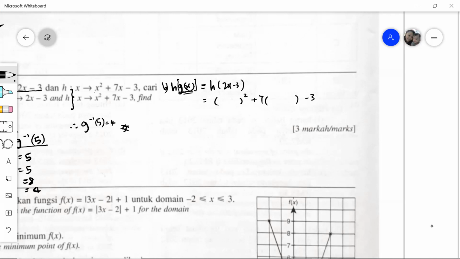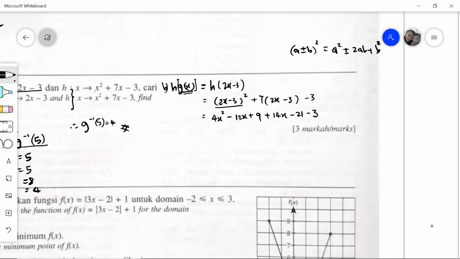So always write out the framework. Once the framework is correctly copied, now we put in the specific object, which is 2x minus 3. Then expand. Then we will have 4x squared minus 12x plus 9 plus 14x minus 21 minus 3. Understand? So when you are doing this, focus on this 2x minus 3. You expand it using the formula (a plus or minus b) squared. Always use this formula, a squared plus 2ab plus b squared. If it is minus, then minus here.